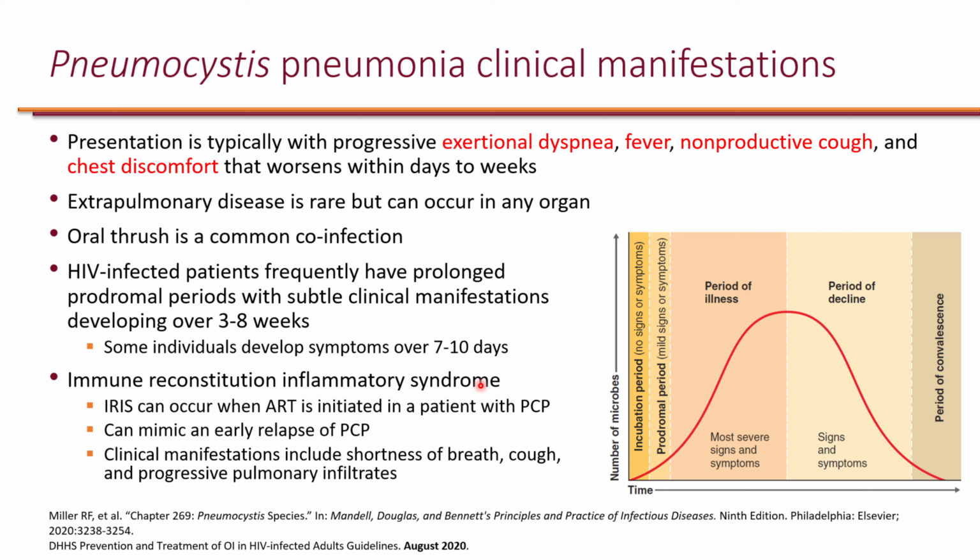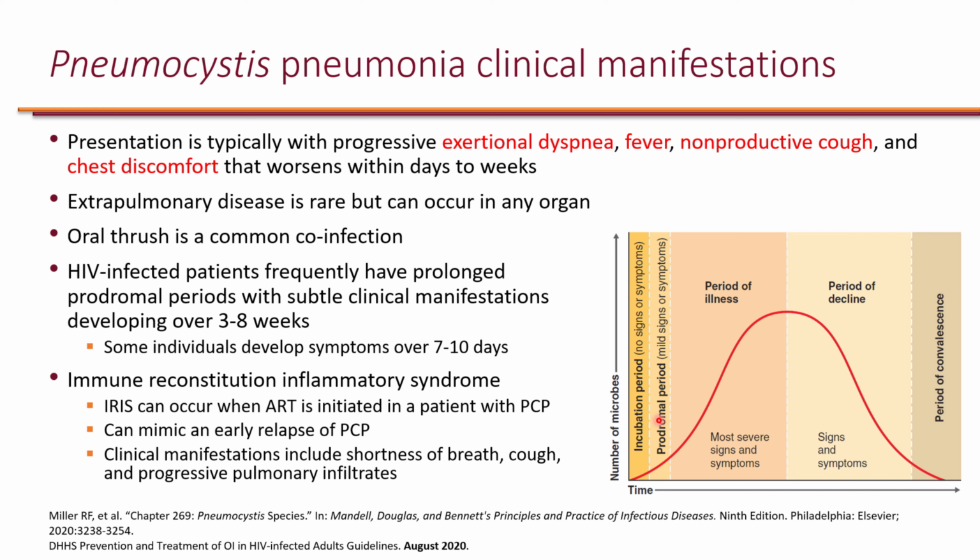So the clinical manifestations include exertional dyspnea as well as fever, non-productive cough, and chest discomfort, which worsens within days to weeks. Now, this is a progressive disease, so the prodromal period can extend from 3 to 8 weeks. So in general, for any infection, the initial phase is the incubation period, followed by the prodromal period where you have mild signs and symptoms, and then you have a period of illness followed by a period of decline, as well as a period of convalescence.